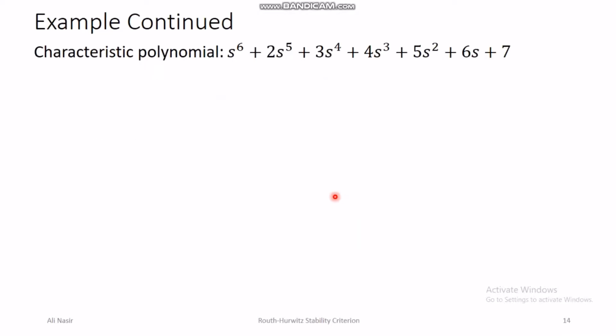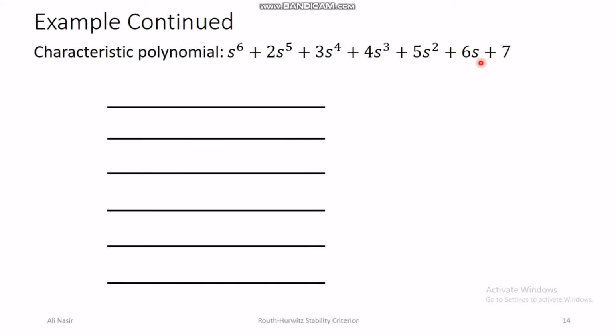So this is the characteristic polynomial repeated on the next slide, and we construct the Routh-Hurwitz table in such a way that we formulate one row for each power of s. So s to the power 6 has a single row to itself, then there is another row for s to the power 5 and so on up to s to the power 0. So the constant term has its own row. These are the number of rows in the Routh-Hurwitz table. Then there are the columns.